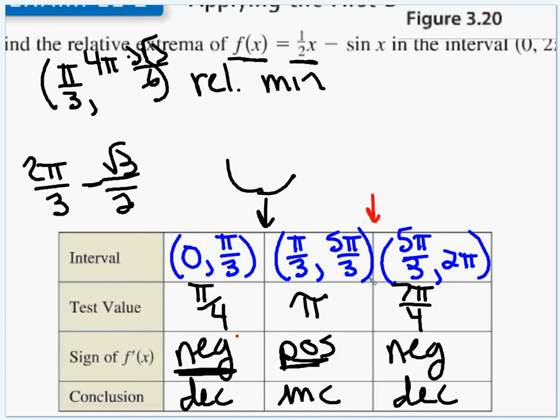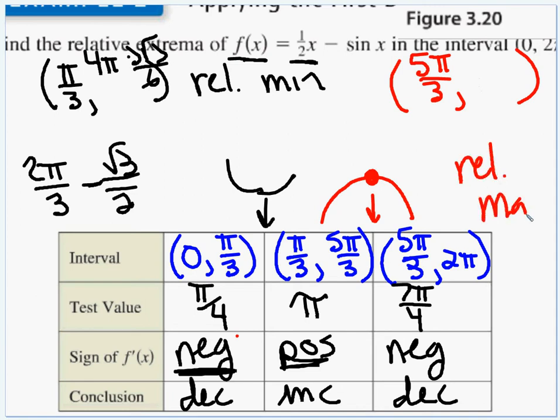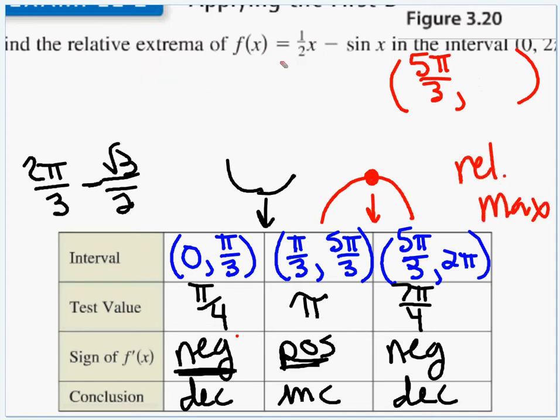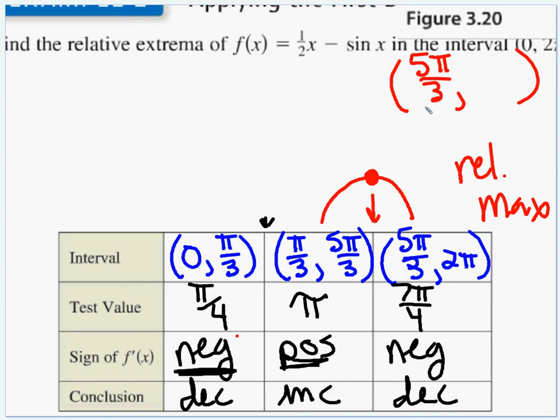And let's hop over to this one. Something's going on there at 5/3 pi, comma something. And what we had happen was a positive derivative, or increasing. We hit our point, and then we decreased. So that is going to be a relative max. And let me clear a little space. We'll figure out the y value that goes with it.